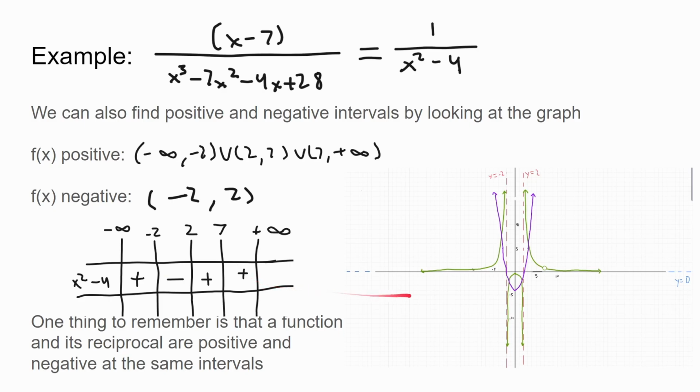And just like the last one, a cool fact to remember is that a function and its reciprocal function are positive and negative at the same intervals. So if you notice here, this part's positive, right? All before x is equal to negative 2, the purple and the green graph are both positive. Between x is equal to negative 2 and x is equal to 2, both of them are negative. And then from x is equal to 2 to positive infinity, both of them are positive again. So yeah, a function and its reciprocal are positive and negative on the same intervals.